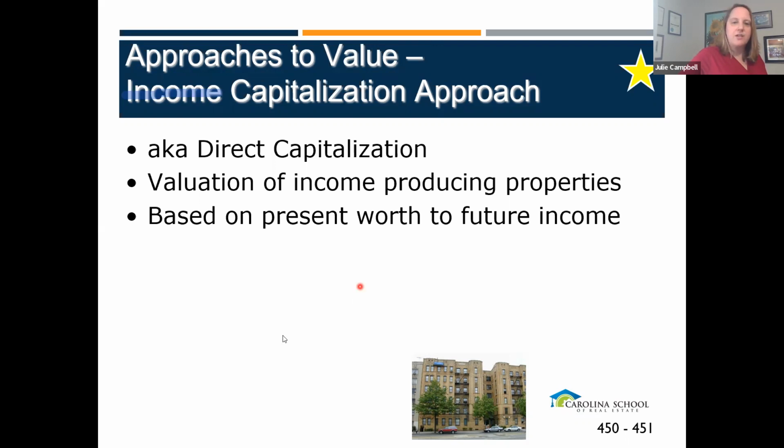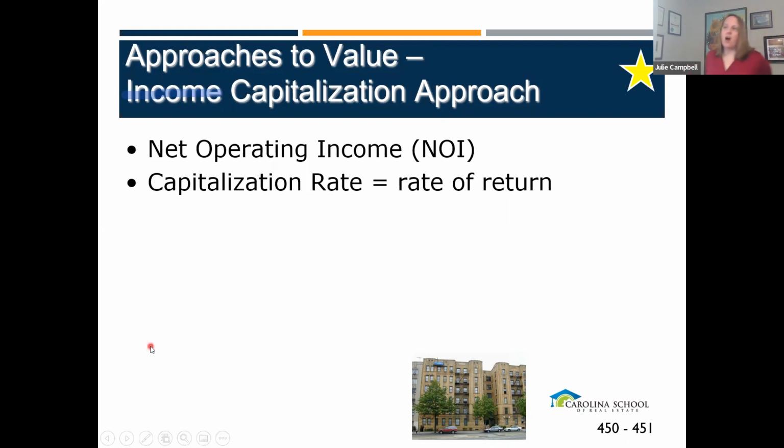The income capitalization approach helps the appraiser and an investor determine the net operating income. The investor's net operating income determines their profitability. How much profit are they going to make on income producing properties? And one thing that the net operating income takes into consideration is the capitalization rate, which is the investor's rate of return.